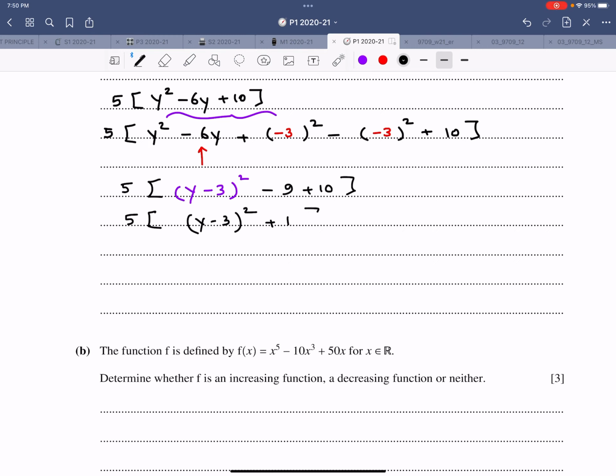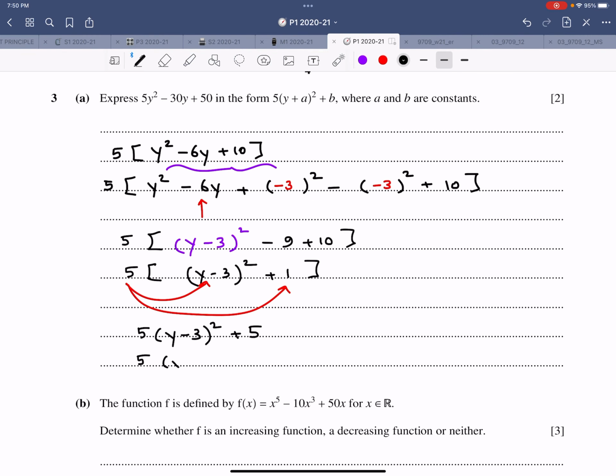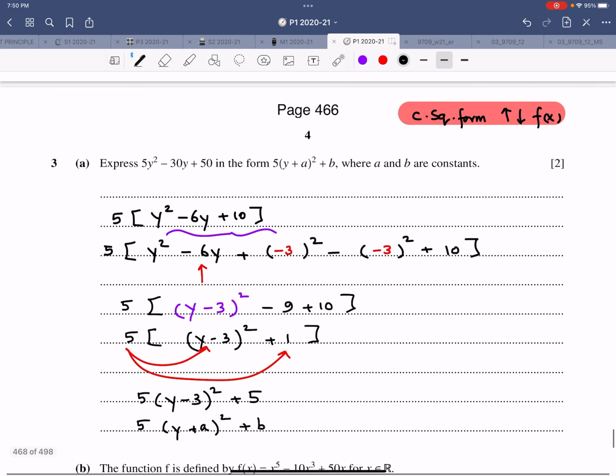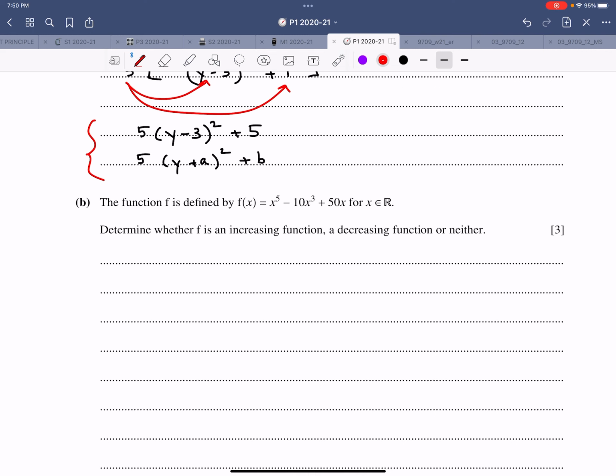Now 5 will multiply with this, 5 will multiply with this. So therefore this is 5 times y minus 3 whole square plus 5. This is of the form 5 times y plus a, whole square, plus b, where a and b are constants. If the examiner would have said where a and b are constants to be found, that means state values separately. That means comparing coefficients, a comes out to be negative 3 and b comes out to be positive 5 if the examiner would have asked for this.